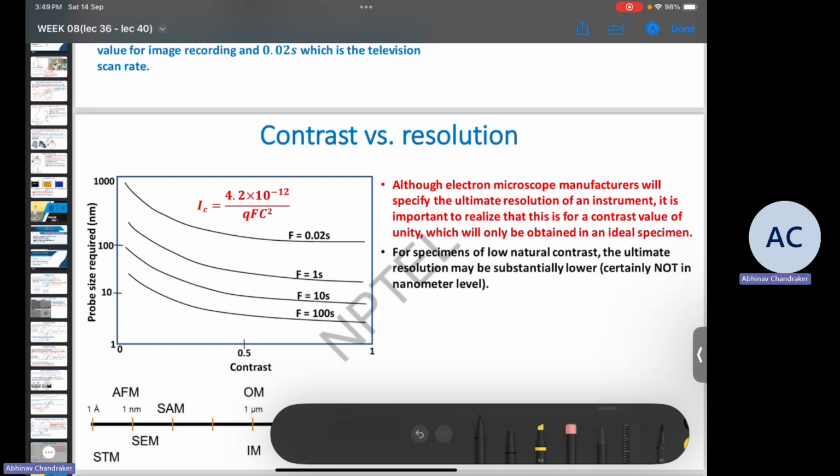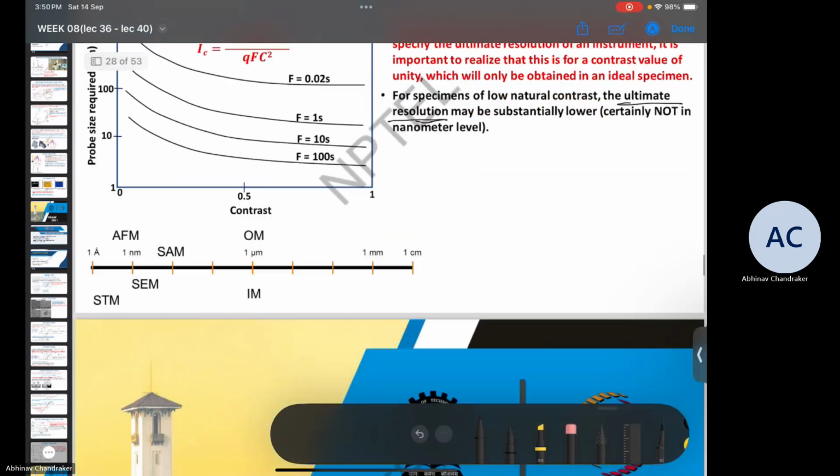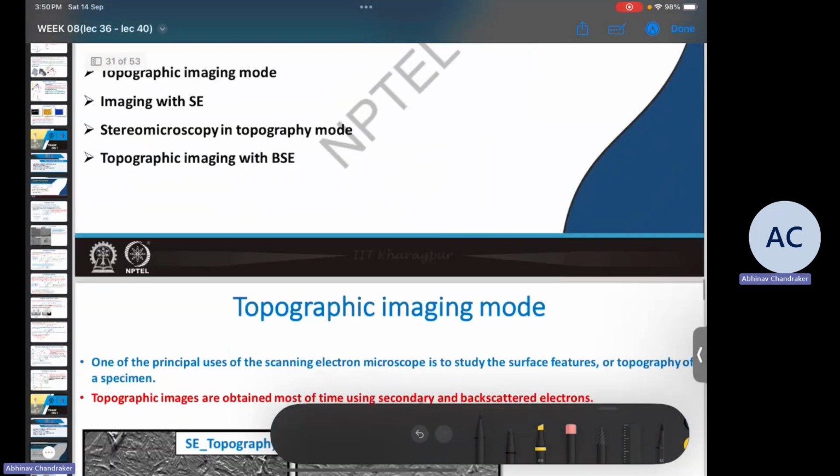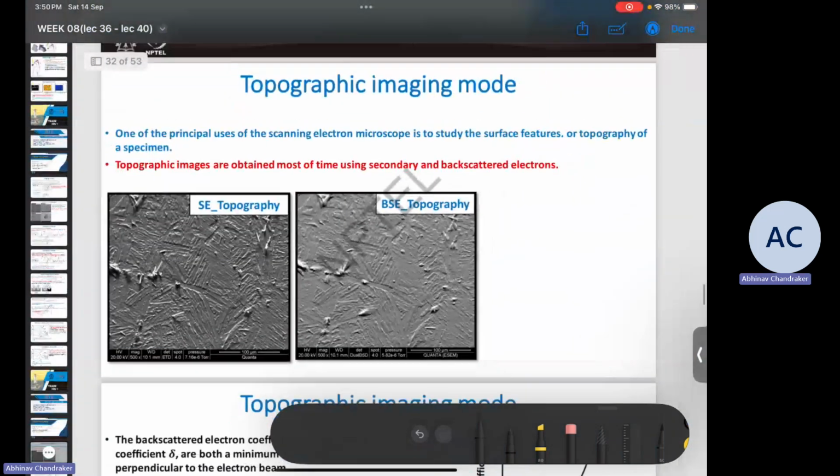So there is something called ultimate resolution, which was also covered in week 7, which also accounts for the contribution due to contrast. And if the contrast level is low, then the resolution will be poor, the size of the probe will be higher. And if the contrast level is good, it's high, then the resolution will not really be affected due to this, and it will be good. I hope I am clear. Things are clear with regard to contrast generation and contrast values.